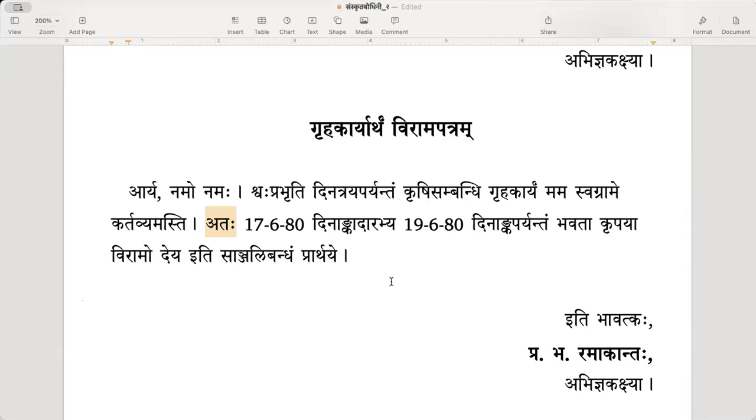So, ataha, hence, from this date to this date: dinankat arabhya, dinanka paryantam. From this date to another date. Bhavata kripaya viramaha deyaha iti. The third type of requesting: Saprashrayam, savinayam, anjali bandhena saha prarthaye. I request you with folded hands.